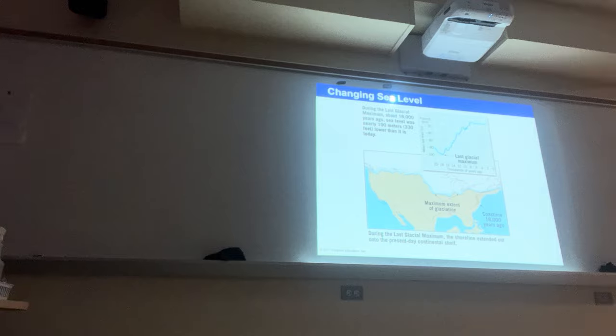This is showing you what coastlines would have looked like here in the United States during the last glacial maximum, so about 18,000 years ago. Again, you can see the Gulf is a lot smaller, a lot reduced in size. Look how minimal the difference is on the western United States as compared to the eastern United States.